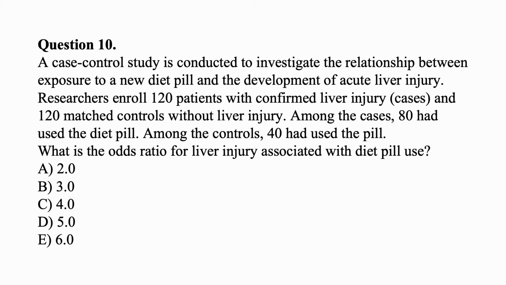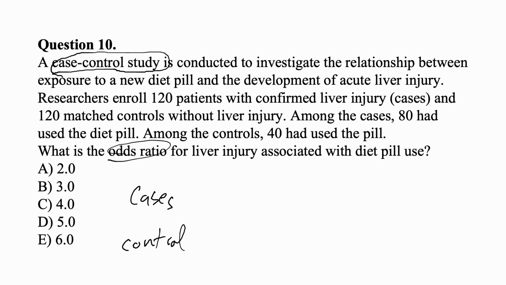So we'll make another 2x2 table, but again, this will be a case control study. So with a case control study, you'll be looking to calculate an odds ratio. So on the y-axis, we'll have our cases of liver injury against our controls. And then on the x-axis, we'll have our confirmed case or exposure. So these will be the patients who used the diet pill against those who did not use the diet pill.